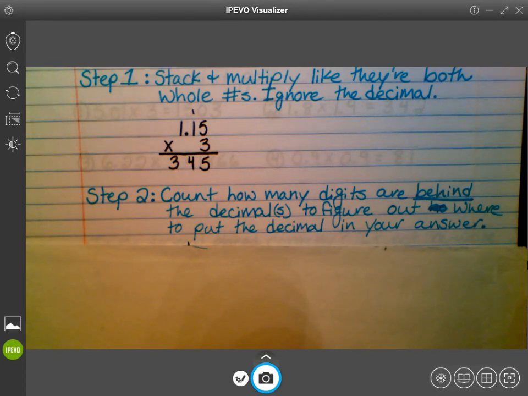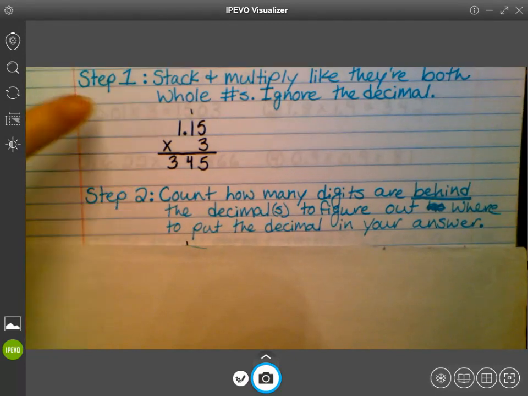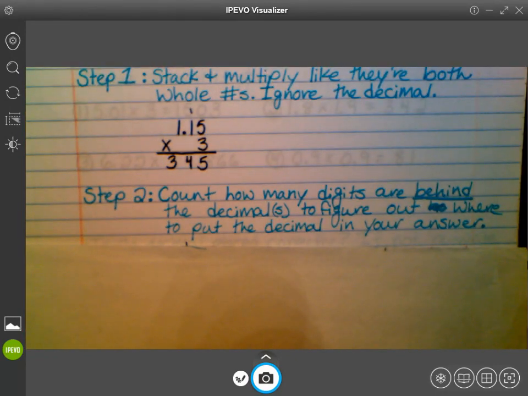It says count how many digits are behind the decimals to figure out where to put the decimal in your answer. And this is the last step, so there won't be any more steps to write after this one. I'll have the example of step 2, kind of like up here we have the example for step 1, and then we'll have practice problems.